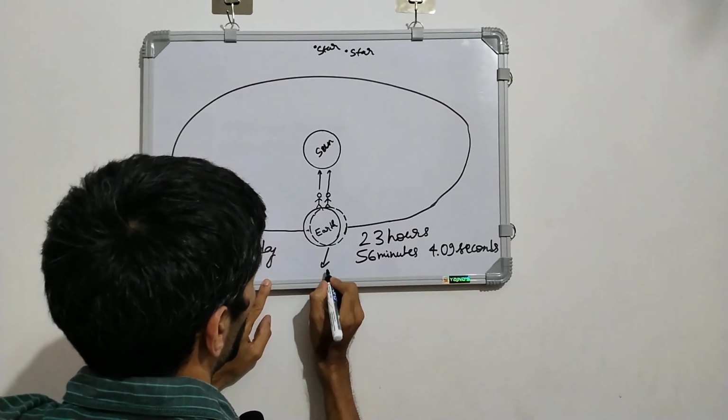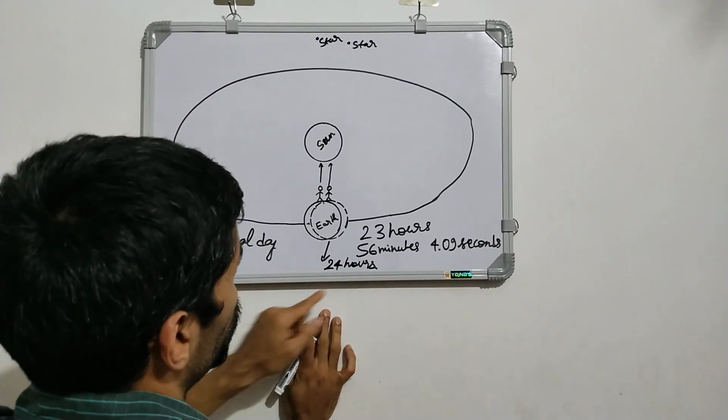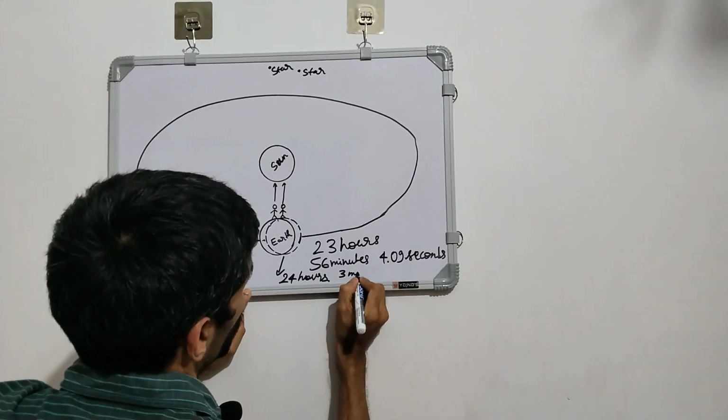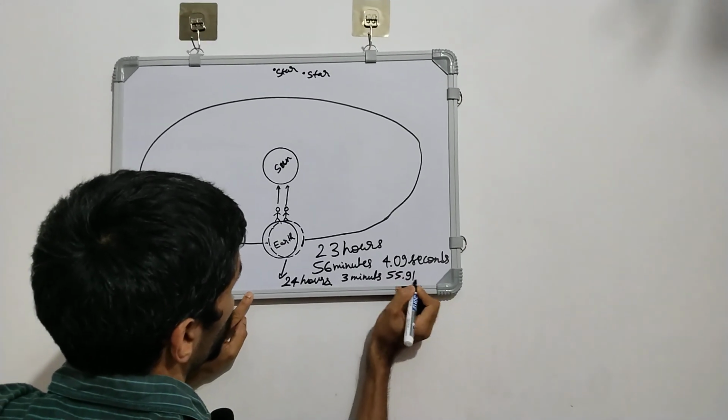The solar day is exactly equal to 24 hours. So the difference between these two is 3 minutes 55.91 seconds.